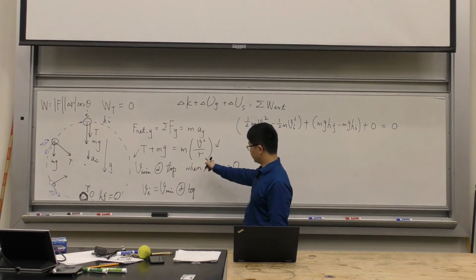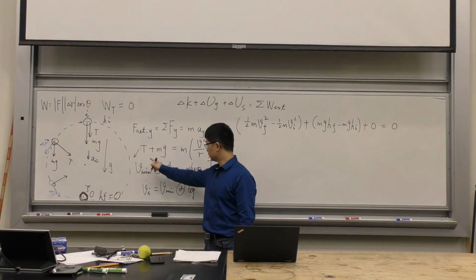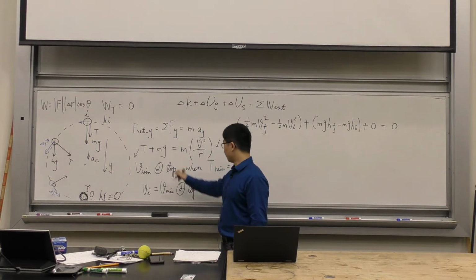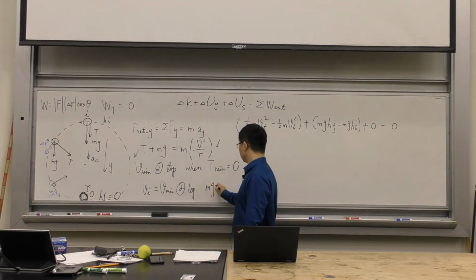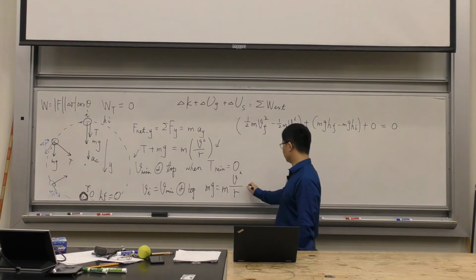All right, so let's first figure out this guy. So this we have done in the circular motion, right? If you make this tension 0, that's the minimum. So you only get mg equals mv squared over r. And then that's just going to give you your VI.